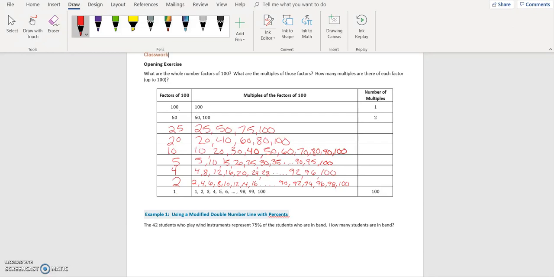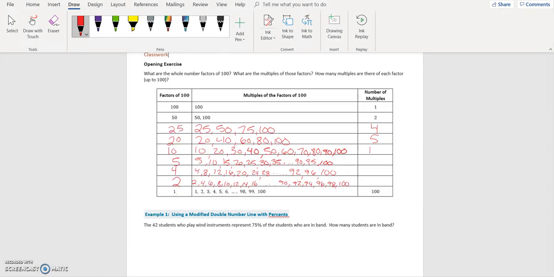Okay, so the number of multiples that we have. So here we have 1. Here we have 1, 2. Here we have 1, 2, 3, 4. Here we have 1, 2, 3, 4, 5. Here we have 1, 2, 3, 4, 5, 6, 7, 8, 9, 10.